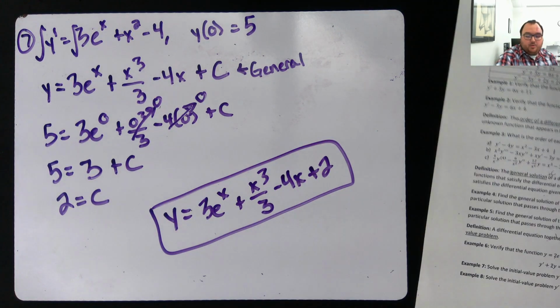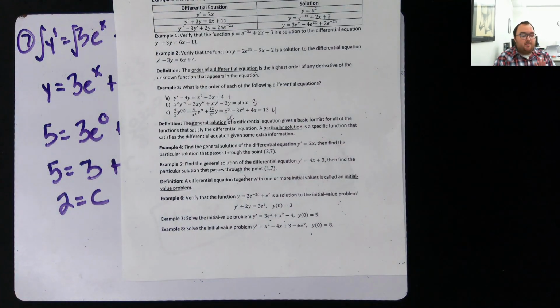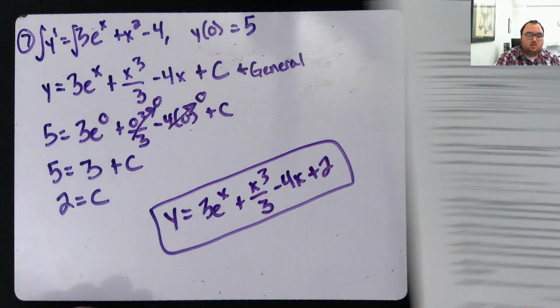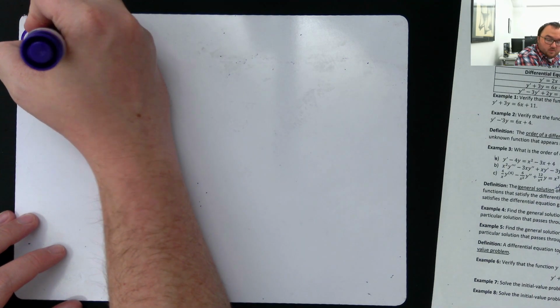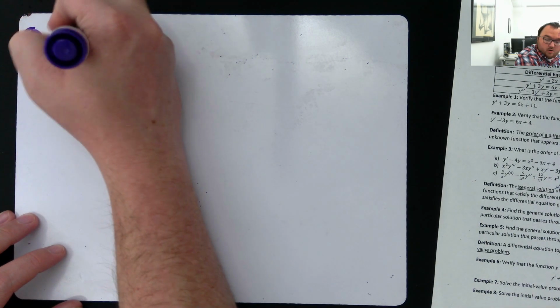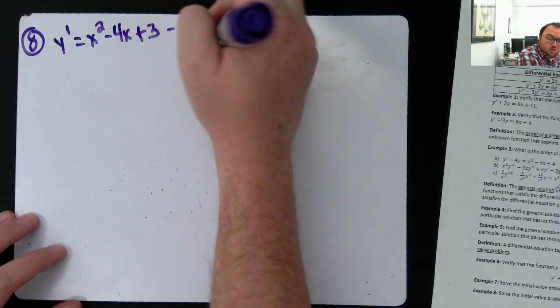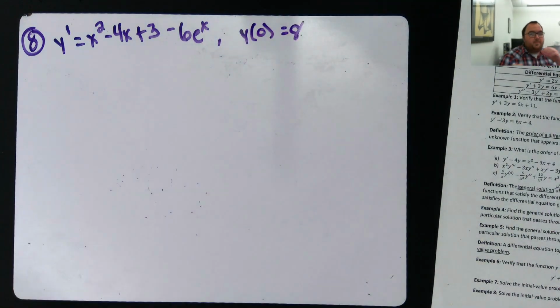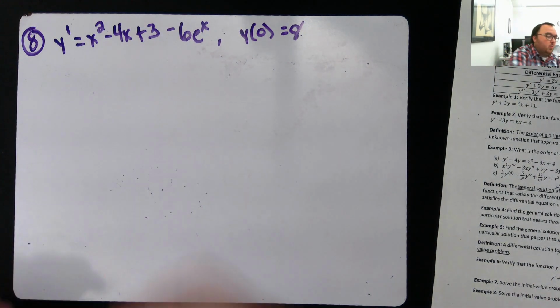One more example, example number 8. Solve the initial value problem y prime equals x squared minus 4x plus 3 minus 6e to the x, with y of 0 being equal to 8. So let's do that. Once again, they tell me y prime, so I can use that and find the y.